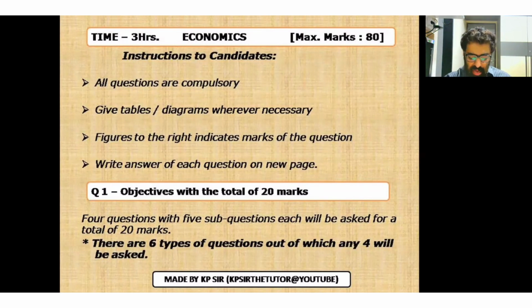Now, I've just given you information about the objectives. They are going to ask you objectives of 20 marks, which are going to be on an average 25% of your total paper. 25% of your paper will be asked in objectives. And there are 6 types of questions, out of which any 4 will be asked to you. When I say any 4, there might be 2 questions they might not ask. For example, if you are lucky, they will not ask you the assertion and reasoning question.